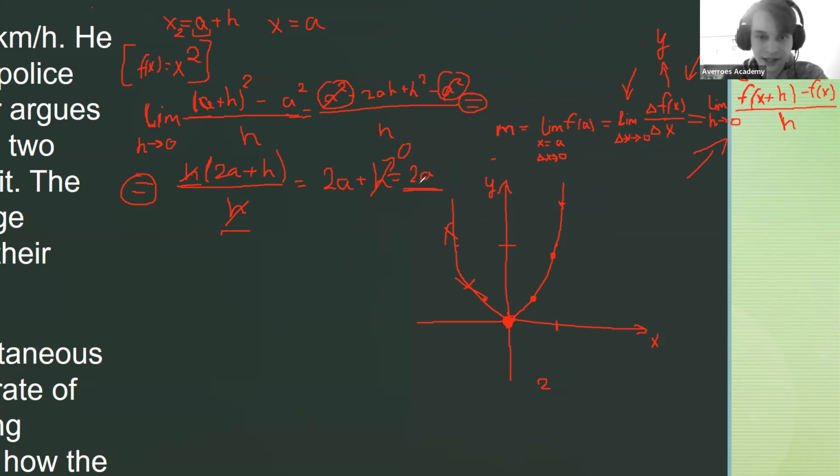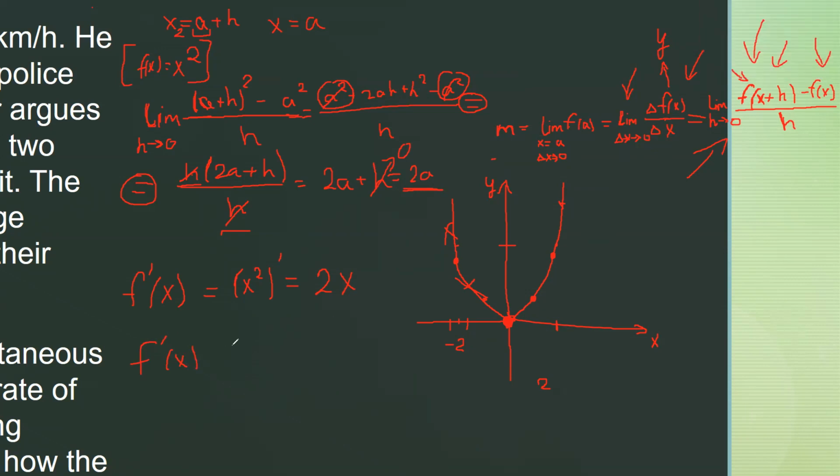Because if we take any value of x, we're going to find it. Let's try it. Let's say a is equal to minus 2. Let's put minus 2 in here. And we're going to say that this function is the derivative of the initial function f of x, which is x squared, and the derivative of this is going to be 2x. Because now we can apply any value of x, and we're going to find the slope of a tangent line at the given point. Minus 2. And this you're going to read as f prime of x equals 2x. Okay? Okay. f prime of x equals 2x.